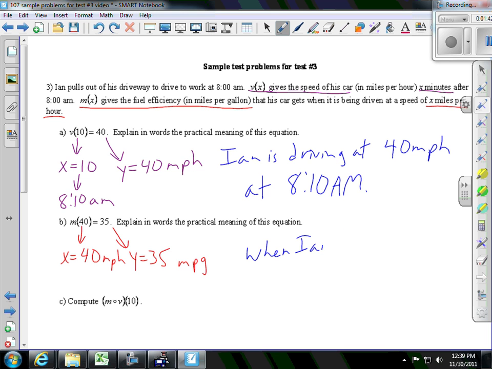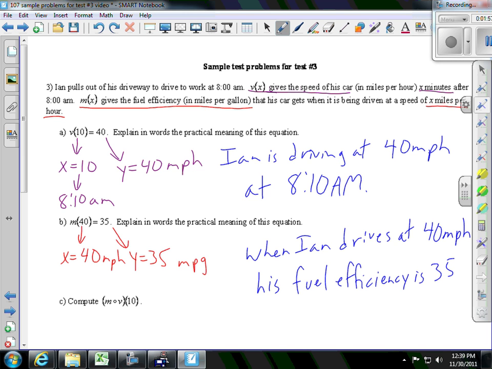When Ian drives at 40 miles per hour, his fuel efficiency is 35 miles per gallon.